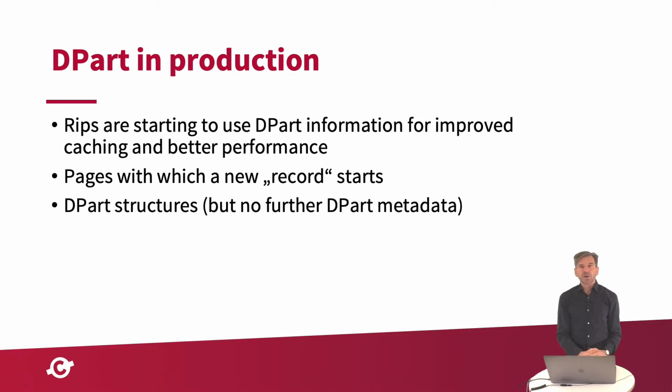So, and what we've learned, as I've just said, RIPs are starting to use that DPart information, not exactly in the way it was intended. So they are actually not using or relying on any real metadata like key value pairs. What they do is they use the information that's also there, just where a record starts and where a record ends without any further metadata. They're using that information to improve processing time.